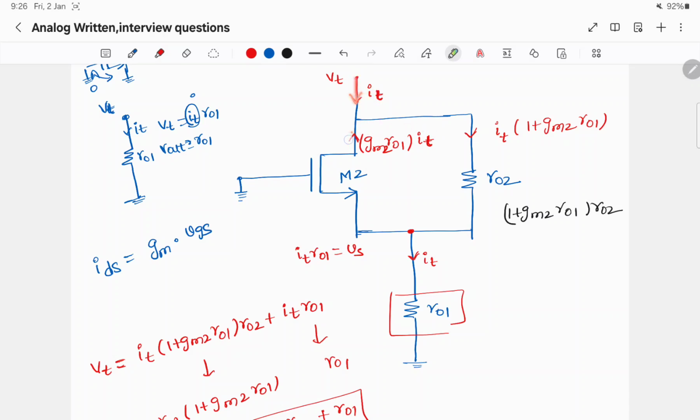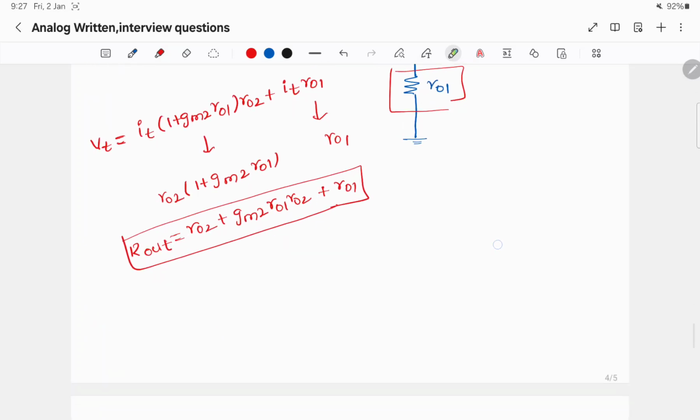So these two currents are added and flowing in this resistor RO2. So effectively this resistor looks like a resistance of (1 plus GM2 RO1) times RO2, because initially the current flowing in this RO1 resistor is IT only, but here a current of IT times (1 plus GM2 RO1) is flowing. So the effective resistance becomes (1 plus GM2 RO1) times RO2. So this is the intuition I got from this.